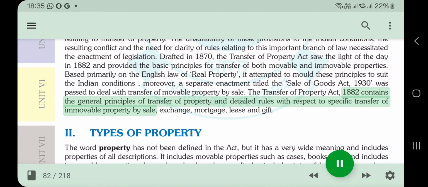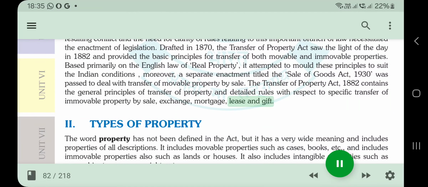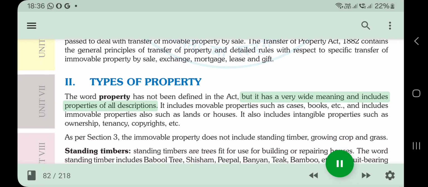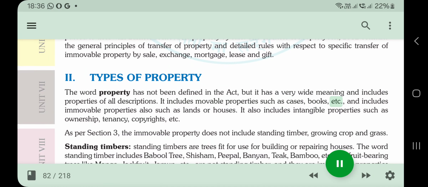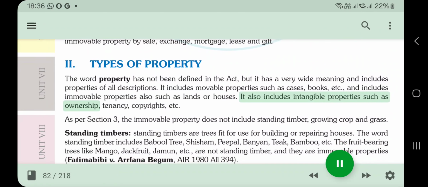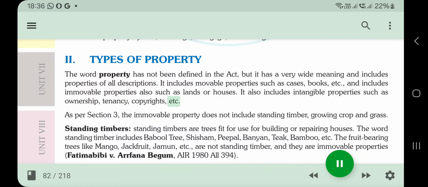The Transfer of Property Act, 1882 contains the general principles of transfer of property and detailed rules with respect to specific transfer of an immovable property by sale, exchange, mortgage, lease and gift. 2. Types of property. The word property has not been defined in the Act, but it has a very wide meaning and includes properties of all descriptions. It includes movable properties such as cars, books, etc., and immovable properties also such as lands or houses. It also includes intangible properties such as ownership, tenancy, copyrights, etc.